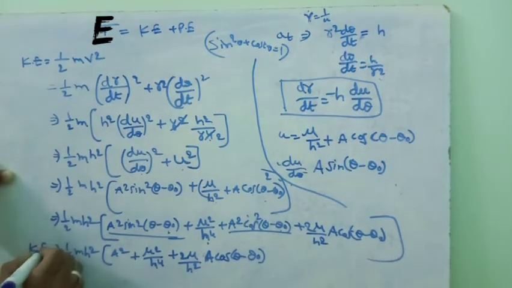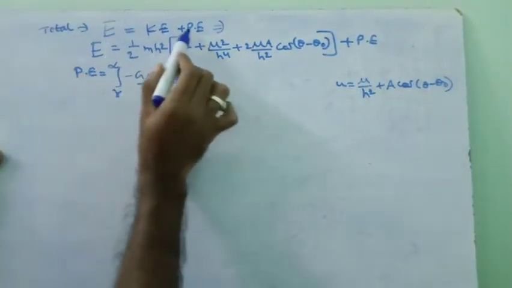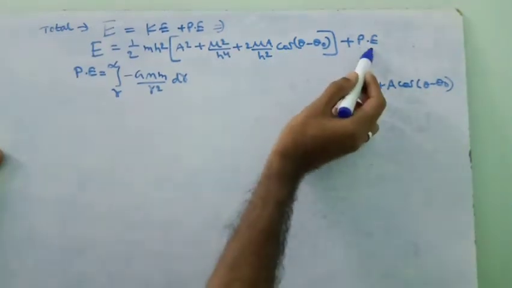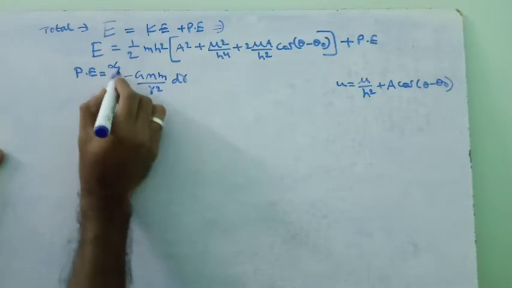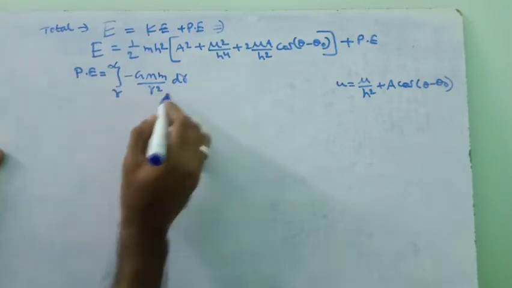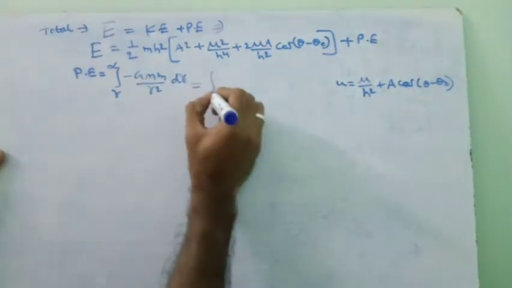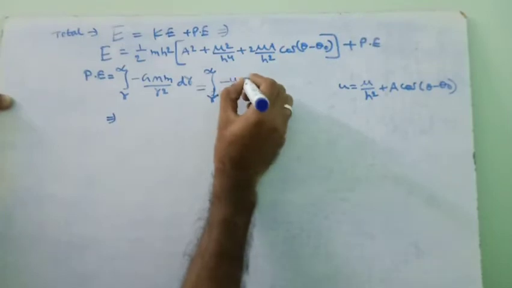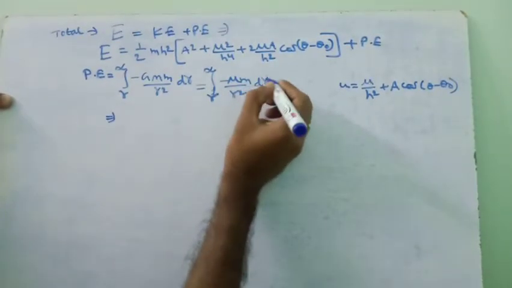In the same way we have to find the potential energy. Here total energy E is equal to KE plus PE. We have found the KE value in the last session. We are going to find the potential energy. Potential energy depends upon position. So the integral from R to infinity of minus GMm by R square dr is the potential energy value. Here GM can be written as mu. In place of GM we write mu, so minus mu m by R square. Here we apply boundary conditions and integrate.